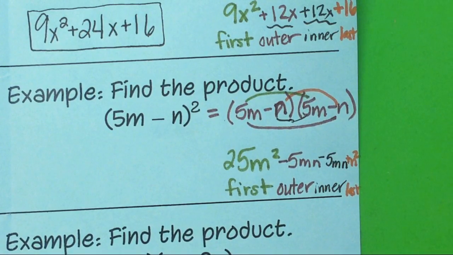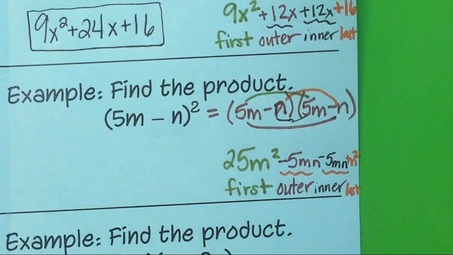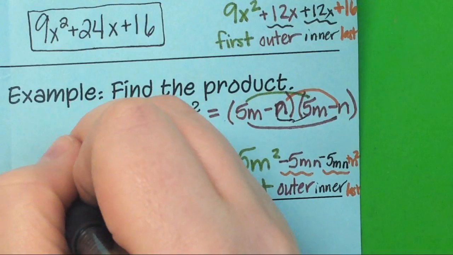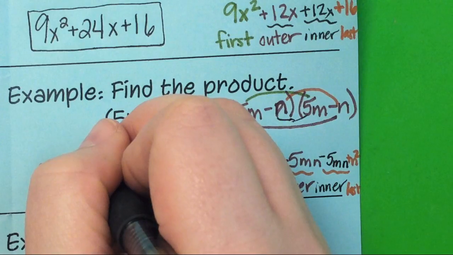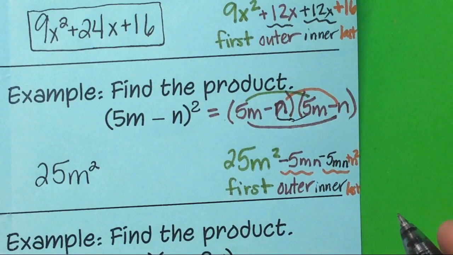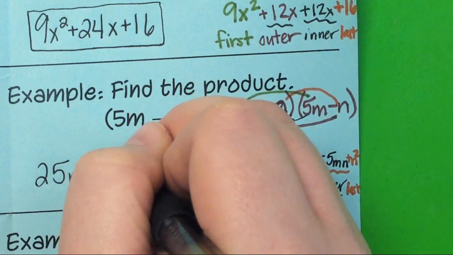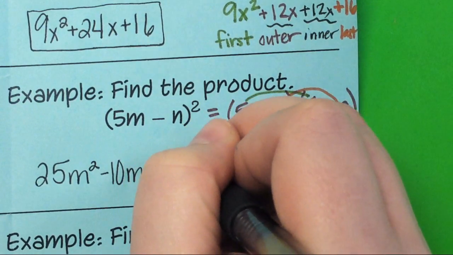Is there anyone that can combine? Yes, positive. And what would my final answer be then? Positive 25m squared. Now what's my middle? Which is what? We're combining. Minus 10mn. And then what's my last? Plus n squared.